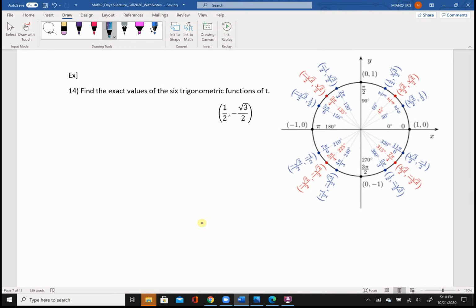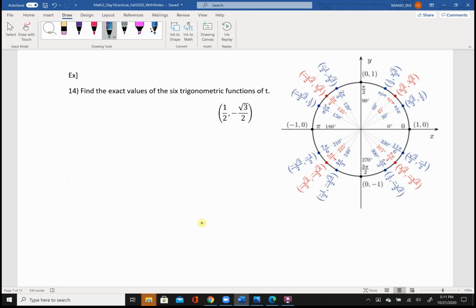So where's the ordered pair (1/2, negative root 3 over 2)? Well, let's see, scanning around. Hold on, if x is positive, then I have to be in either quadrant 1 or quadrant 4, right? Right. And look, 1/2 with a negative root 3 over 2, that is associated with this point right here.